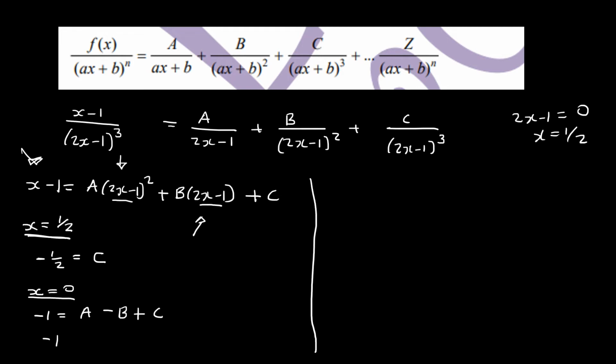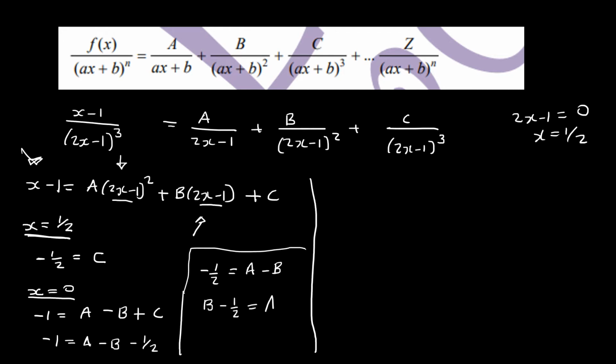Now remember, we have c. C is negative half. So now if I solve, let me do it here. If I take negative half to the other side, I'll have negative 1 plus half. So I'll have negative half again, equals a minus b. Then I can decide to solve for a. I can take b to the other side, and it will be positive. So b minus half equals a. So this is my value for a.